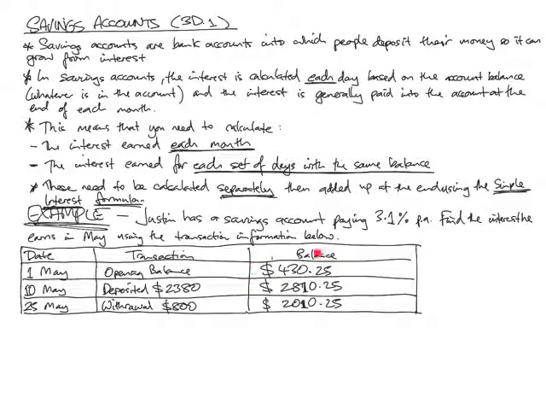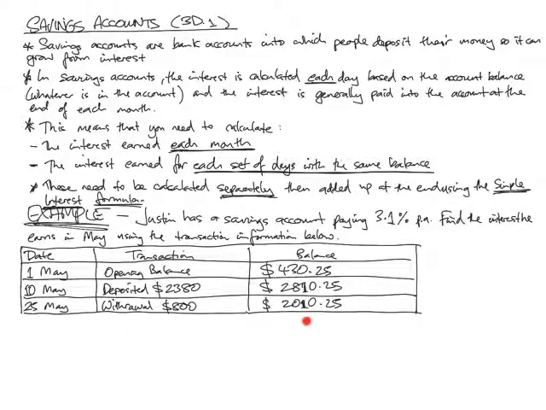He started off with $430.25. On the 10th of May, he deposited $2,380. So on the 10th of May, he suddenly had $2,810.25. So basically what that's telling you, so reading into it, from 1 of May to 9 of May, he's got $430.25. From 10th of May onwards, he's got $2,810.25. And then on the 25th of May, he withdrew $800.